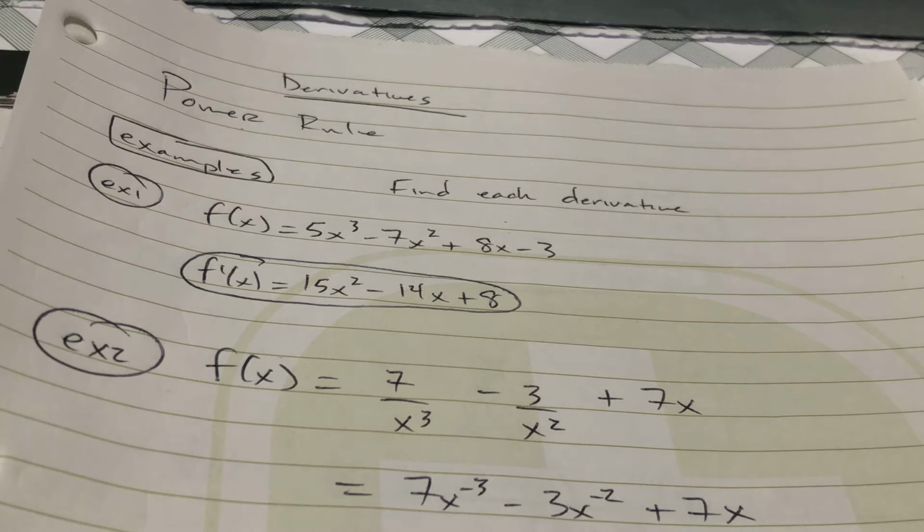And this first example here to help you along with homework set number 1 is talking about the power rule. I didn't write it, so I just wrote power rule there. Anyway, examples, find each derivative.